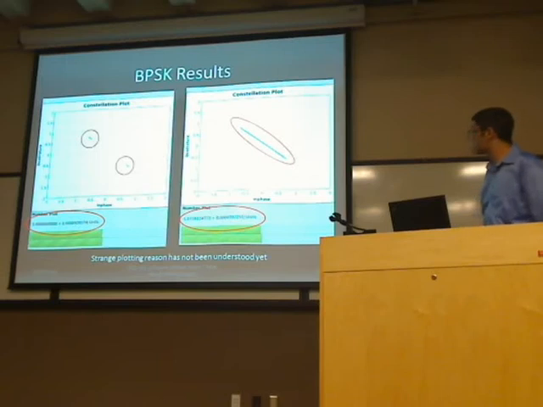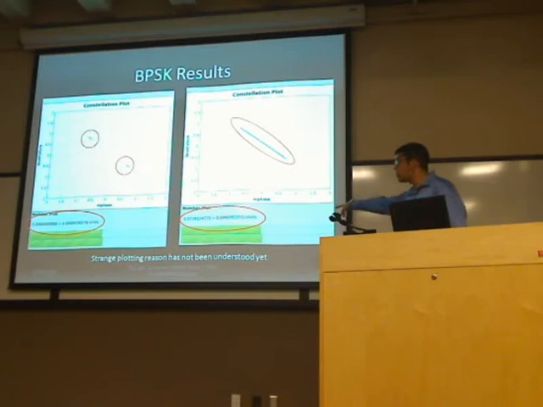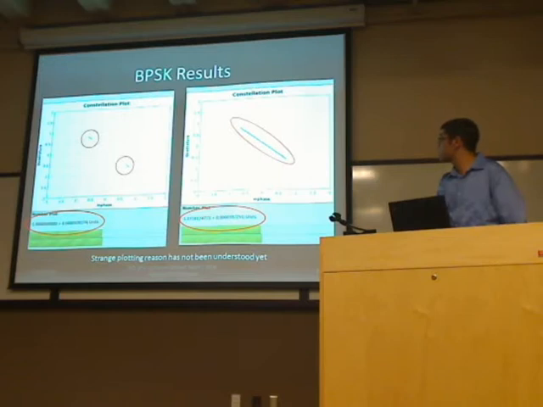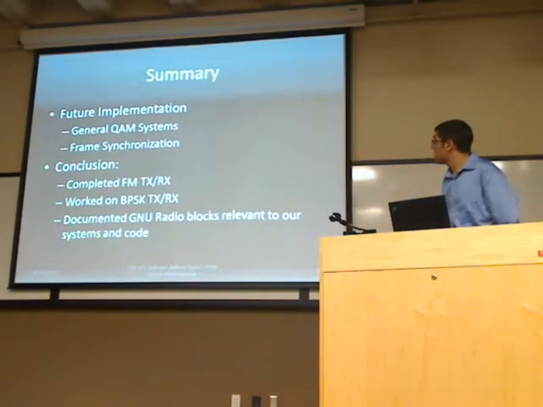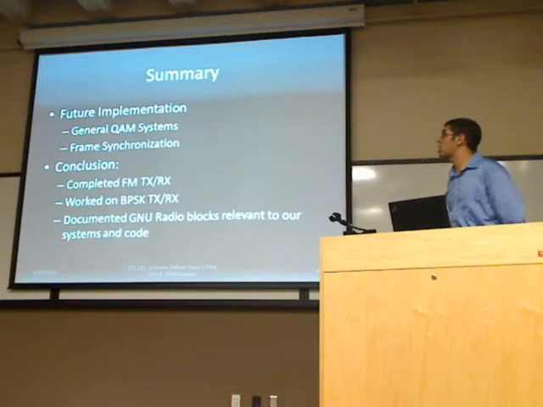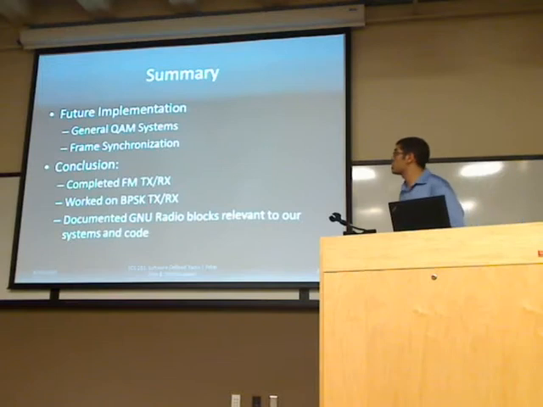These are the results we got. We don't know why MATLAB or the GNU Radio system GRC plots it incorrectly, but we checked on a pure number plot, and the numbers are actually correct. So we don't understand the plotting mechanism, but the numbers are actually right. And in summary, we were going to document future possible implementations, generalized QAM systems, and frame synchronization. And the work we completed this quarter was to implement FM transmitter and receiver. We worked on a BPSK transmitter and receiver and documented all our work. And that's everything.